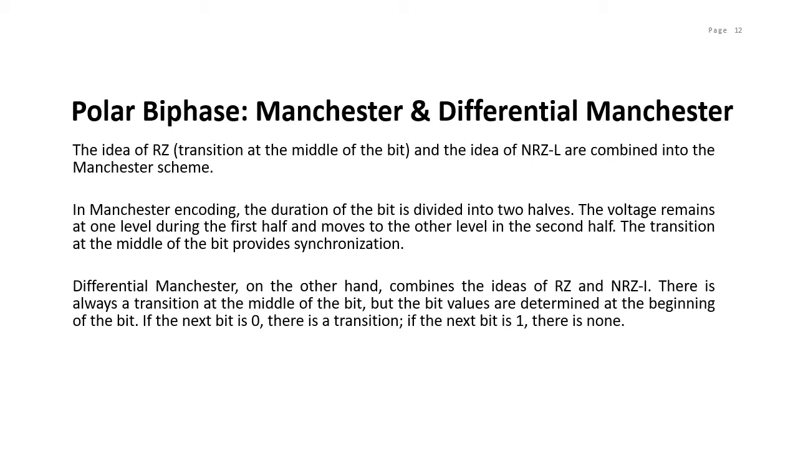In differential Manchester, as you will see after this, it combines the idea of return to zero, which is the transition at the middle of the bit, and also non-return to zero invert. There is always a transition at the middle of the bit, but the bit values are determined at the beginning of the bit. If the next bit is 0, there is a transition. If the next bit is 1, there will be no transition.